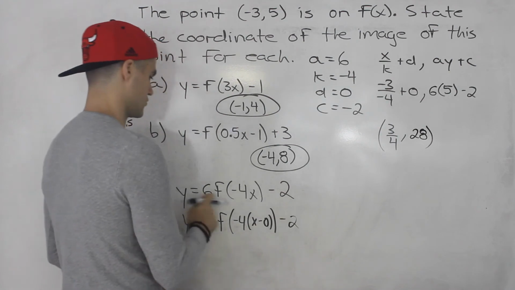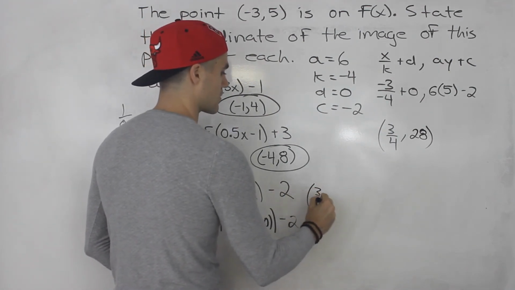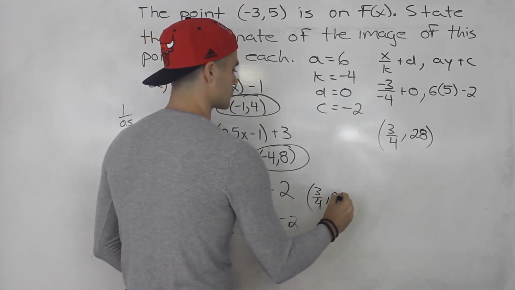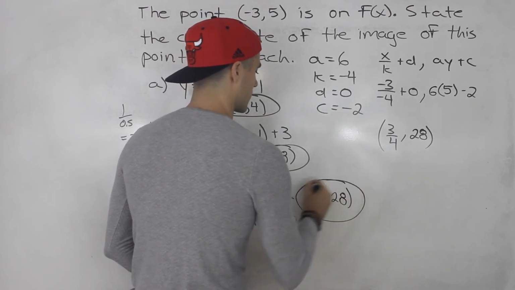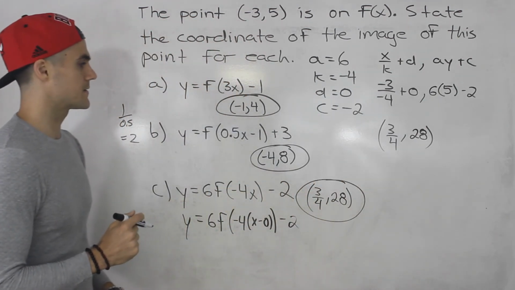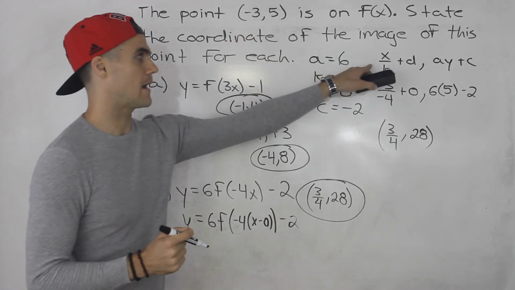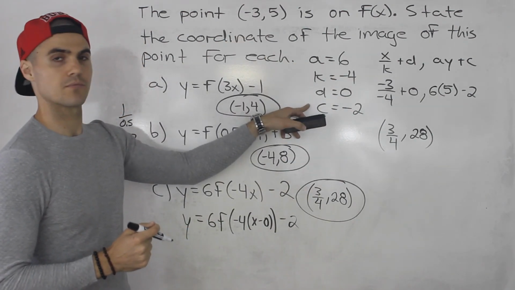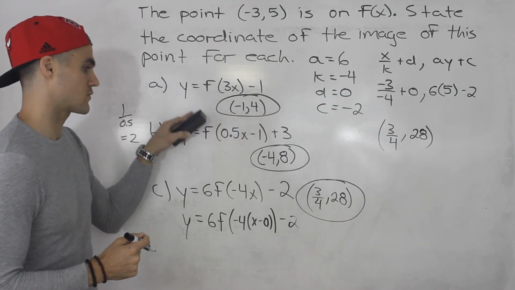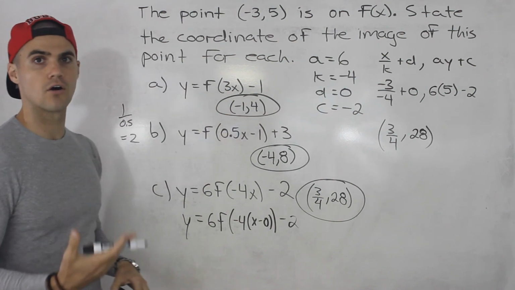So the answer to part C is 3/4 and 28. All right, so you simply just want to take the point and put it through the mapping formula depending on what the transformation values are, and the transformation values for parts A, B, and C are all different.